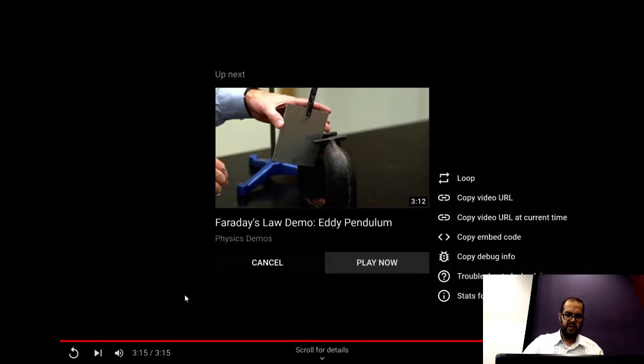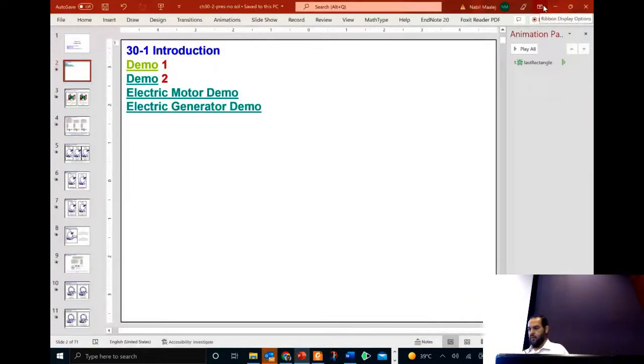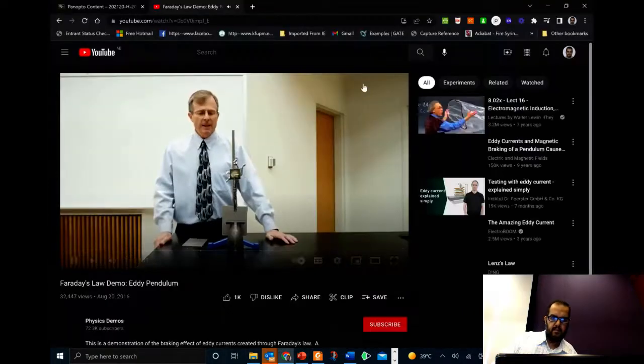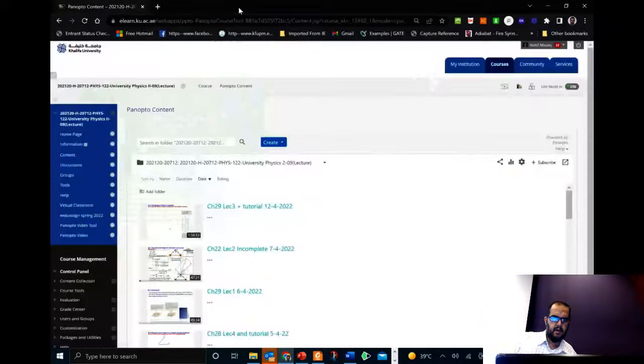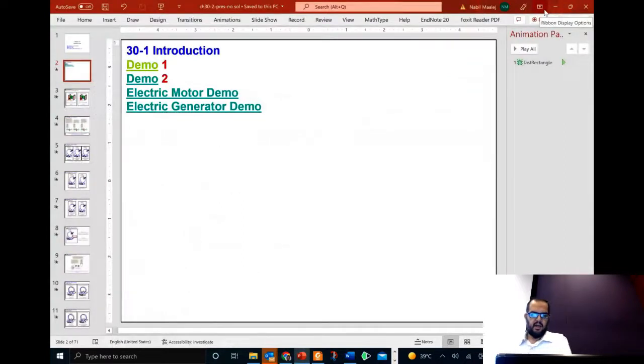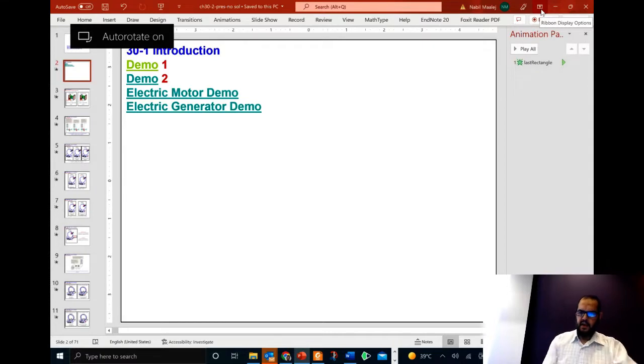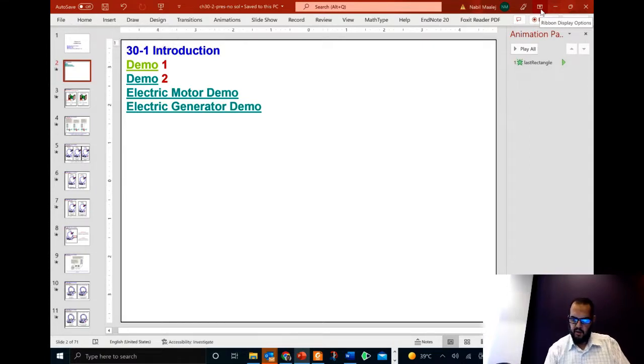All right. So this is actually a very nice illustration of Faraday's law, and so until now we have looked at different effects. This is a demonstration of eddy currents. We have seen different effects. So let me summarize what we have seen so far.